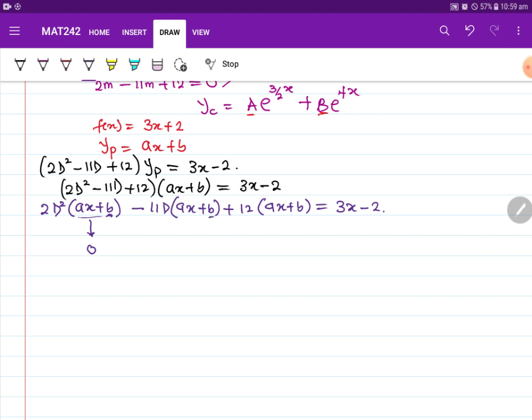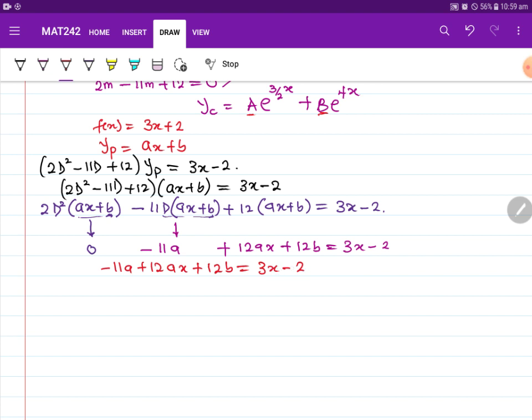If I differentiate b once, I have 0. If I differentiate ax once, I have a. It means what is there, if you differentiate it, gives us a. Minus 11 times a, then this part is the same thing as minus 11a, plus 12ax plus 12b, by opening the bracket, is equal to 3x minus 2. So I can write it together as minus 11a plus 12ax plus 12b is equal to 3x minus 2.